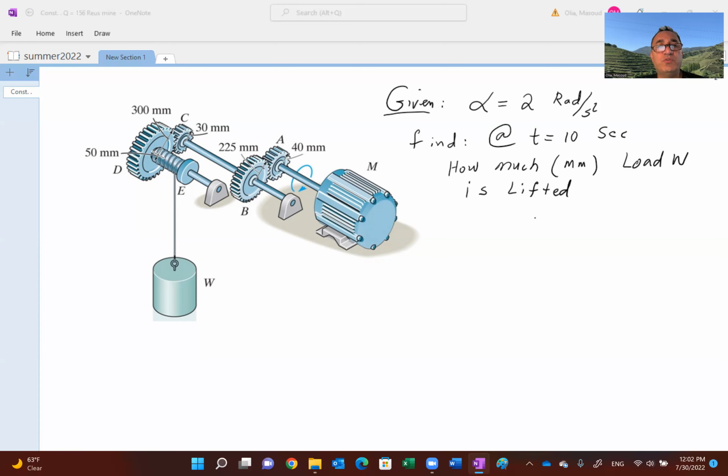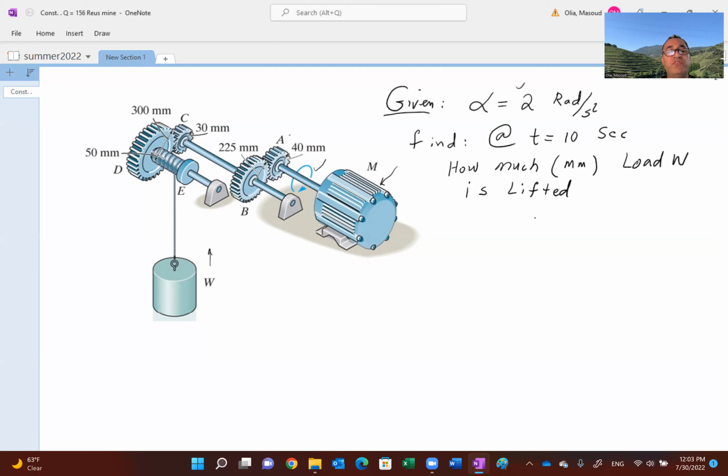Okay, so what are we trying to do here, guys, in this problem? Let's say we turn the motor on here, and the motor gives us a constant angular acceleration of 2 radians per second squared. So basically the shaft of this motor, which is attached to gear A, is going to rotate with this angular acceleration. Now, what we want to determine is, after 10 seconds, how much in millimeters this load W is going to be lifted up. So it's going to move up.